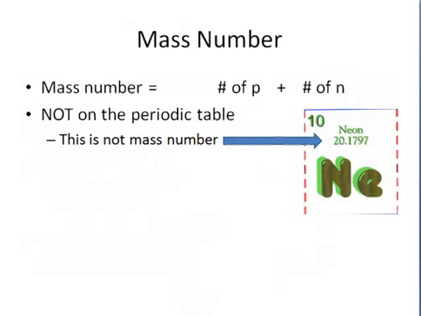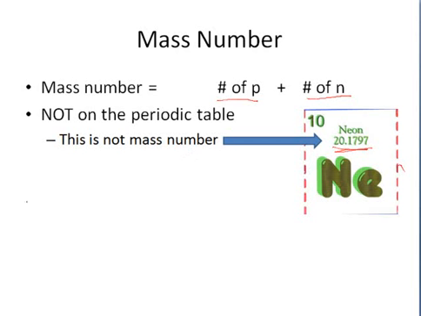Alright, the mass number is not on the periodic table. It is not this number. That is not the mass number. I want to make sure we get that clear first of all. But it is the number of protons plus the number of neutrons. If you remember from the previous slide, the mass of the electron is insignificant compared to the mass of the protons and the neutrons. So all we're counting here is the number of protons and neutrons.